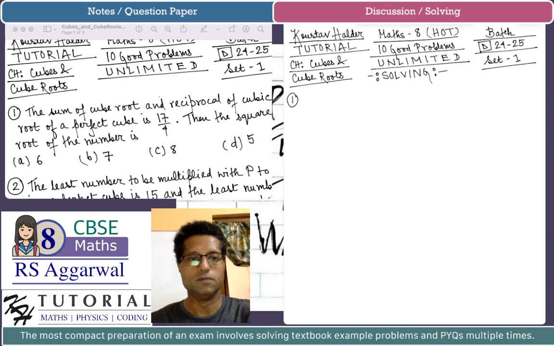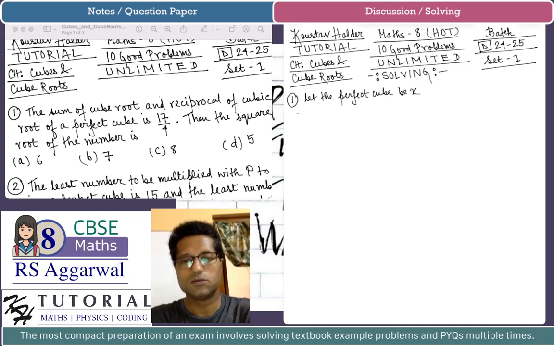The first problem is: the sum of cube root and reciprocal of cube root of a perfect cube is 17 by 4. The sum of cube root and reciprocal of cube root of a perfect cube. So let the perfect cube be x. Let the perfect cube be x. So this implies, what do we have? It is saying that the sum of cube root and reciprocal of cube root.